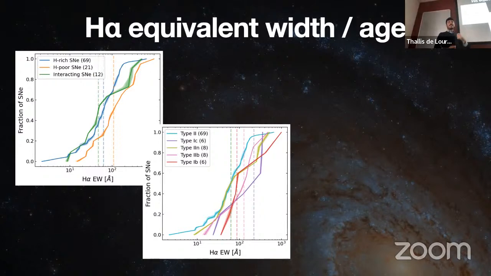To analyze this in a more statistical way, we plot again this cumulative distribution, so we can compare the different supernova types and how they compare to each other in terms of these parameters. Here I'm showing the H-alpha equivalent width, which can be seen as the age of that stellar population. I'm plotting different colors here. The blue ones are the type IIs, or the H-rich supernovae. Greens are the interacting events, and the orange are the H-poor or stripped envelope events. And here are all the different types divided.